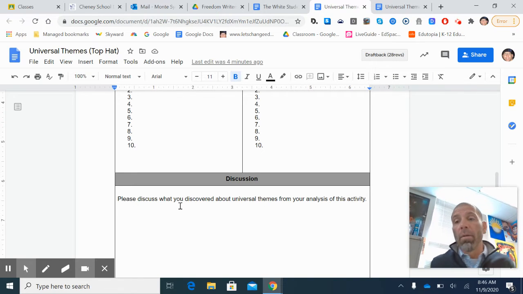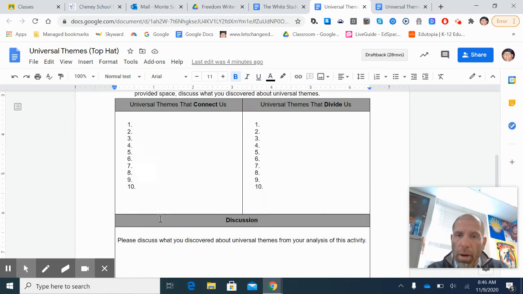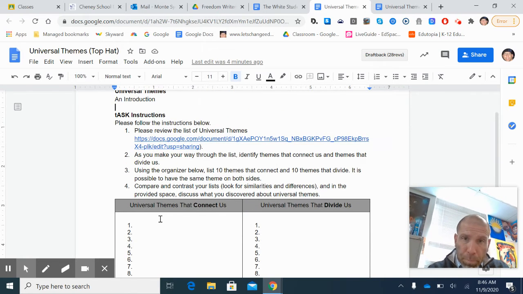And what is right now is you've gone through an activity, you've identified some universal themes, you have said these connect, these divide. And from that work, this is what I have discovered about universal themes. And you'll write your answer down here. Don't worry about being right or wrong, okay? That's the first activity we're doing with theme.